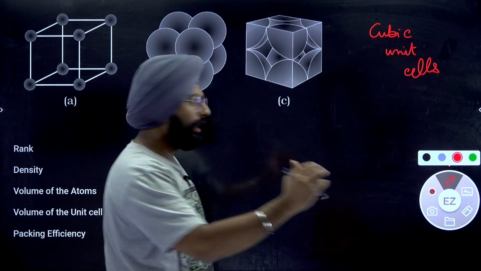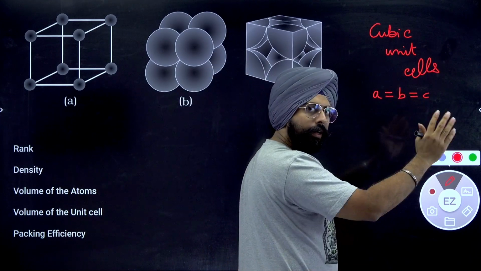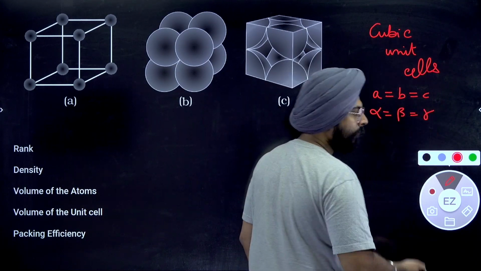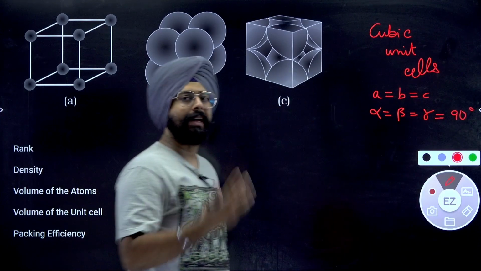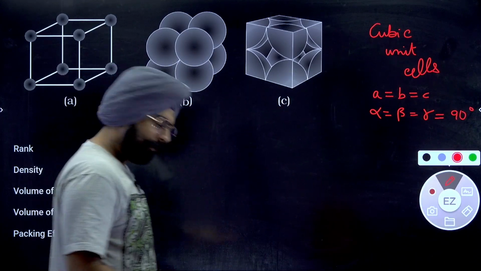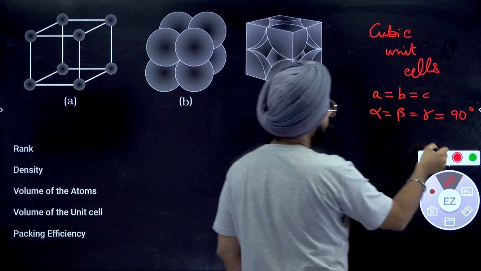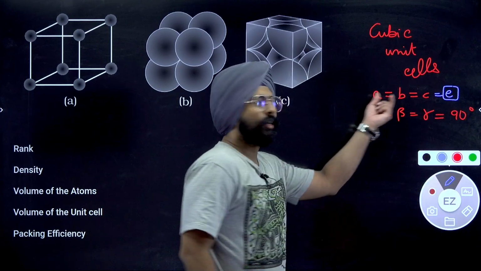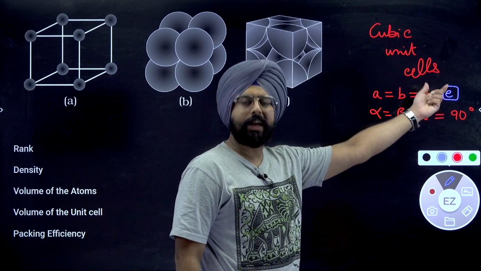Which means that in cubic unit cells, a is equal to b is equal to c. Edge lengths are the same. Alpha equal to beta equal to gamma equal to 90 degrees. All the interfacial angles are 90 degrees. So very simply over here, can I just call it E? a is equal to b is equal to c, so let's just call it E, edge or edge length.